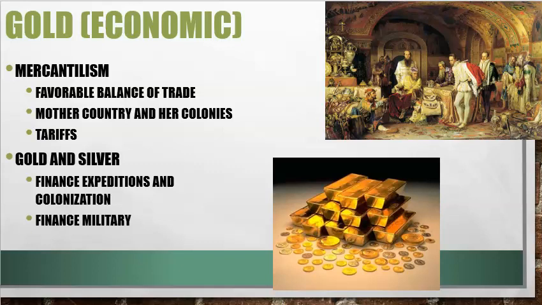Mercantilism was a system that benefited the mother country at the expense of the colonies, essentially making the colonies do all the work for almost none of the reward. So the mother country is making money that way. That's what favorable balance of trade means. The mother country, again, and the colonies. Colonies work for the mother country.